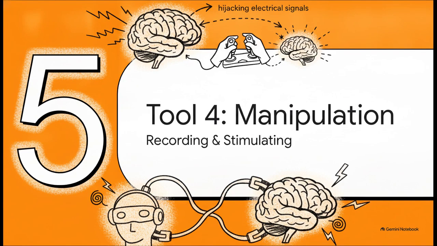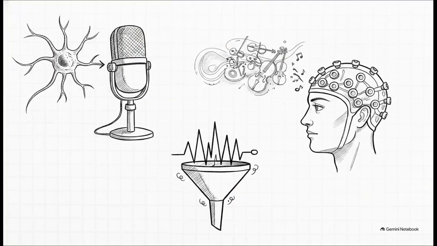Section 5. Tool 4. Manipulation, recording and stimulating activity. Okay, so we've passively watched the brain. Now it's time to actively listen to it, and even hijack its electrical signals. Welcome to Tool 4. To study electrical signals, researchers use different scales of recording. Think of microelectrodes like a microphone held right up to a single instrument in an orchestra. They record the activity of single neurons.